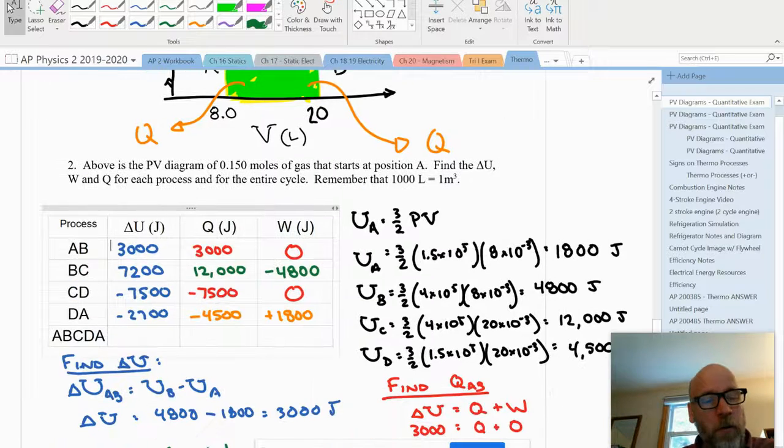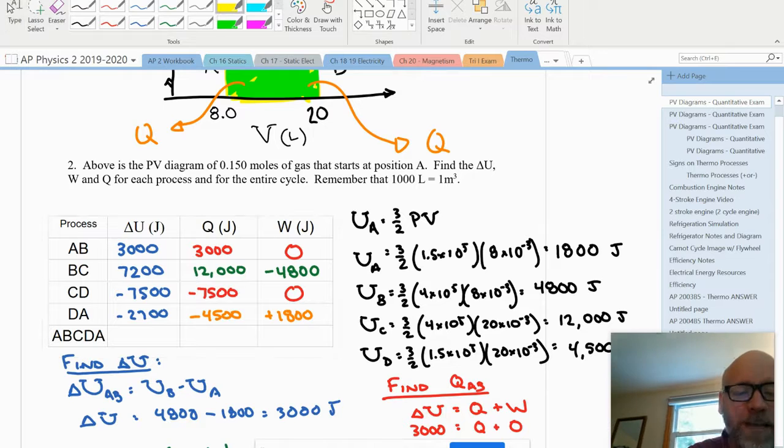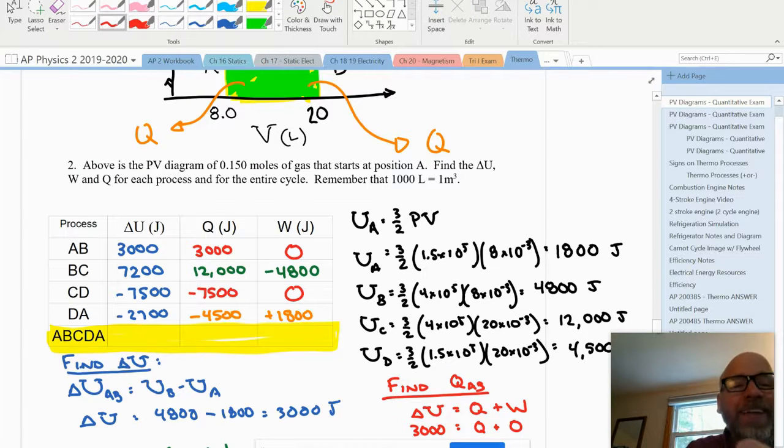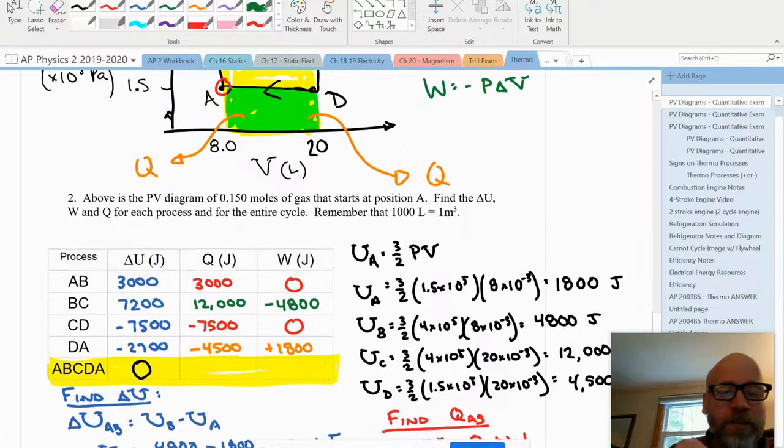Okay. So let's add it all together. Let's add it up. So for the entire process, what was the change in internal energy for the entire thing? Add them all up. What do you get? Yeah, that's right. You get 0. And that should make perfect sense because you're right back where you started.